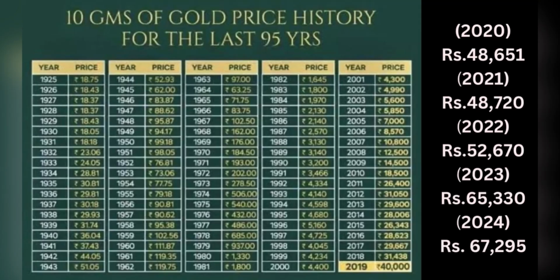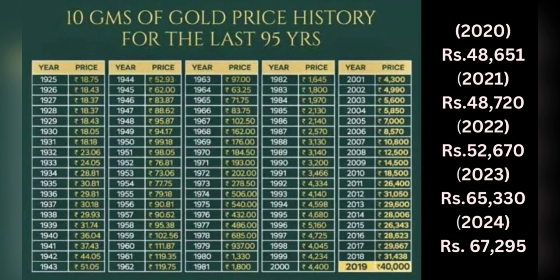The table you see on the screen depicts gold price history for the last 99 years. So as to draw a conclusion, look at gold prices of the year 1926, that is rupees 18.43. And now look at the gold price in the year 1930, that is rupees 18.05. In 4 years gold prices reduced, or we can say there was no significant profit in gold investment.